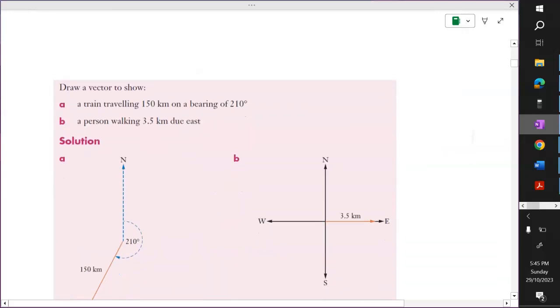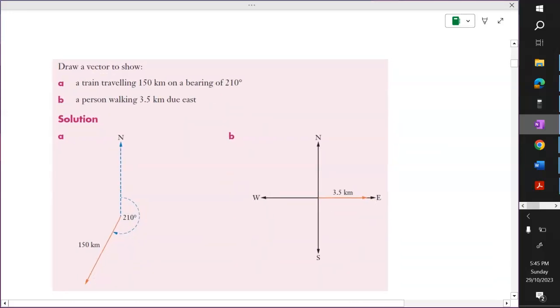Now, I like to think of this when we're first introducing vectors, because believe it or not, since Year 9, you've actually been drawing vectors without actually knowing it.